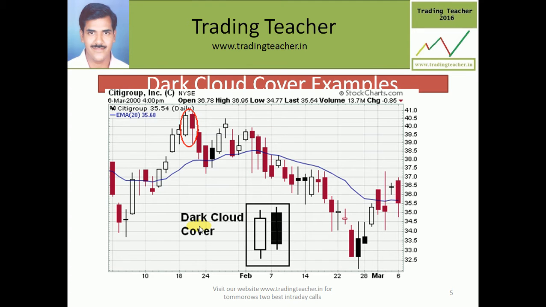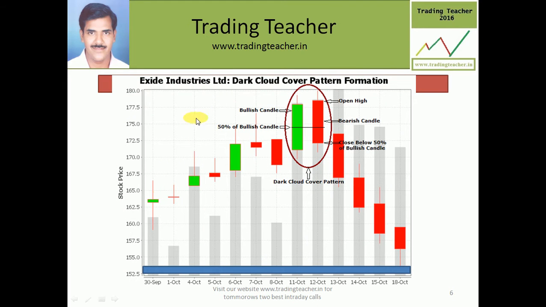We are going to see it in a live chart. This example I have taken from Exide Industries from the Indian stock market, NSE India. Exide Industries was moving from 160 to 165, around 170, 172 up to 180. I think it touched that on that day. The pattern was formed here. The market opened gap up and closed below 50% of the previous candle, and after that day the market suddenly fell.